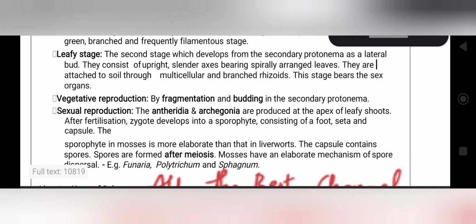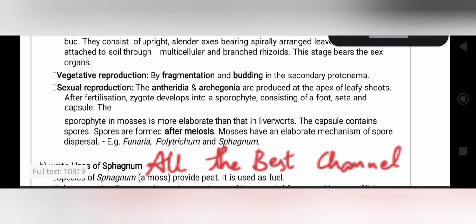After fertilization, the zygote develops into a sporophyte consisting of a foot, seta and capsule. The sporophyte in mosses is more elaborate than that in liverworts. The capsule contains spores. Spores are formed after meiosis. Mosses have an elaborate mechanism of spore dispersal. Examples: Funaria, Polytrichum and Sphagnum.